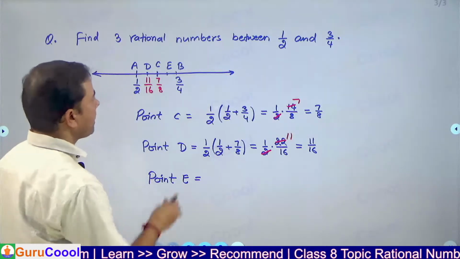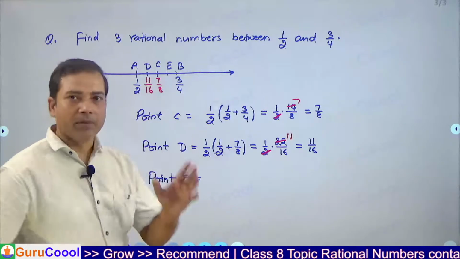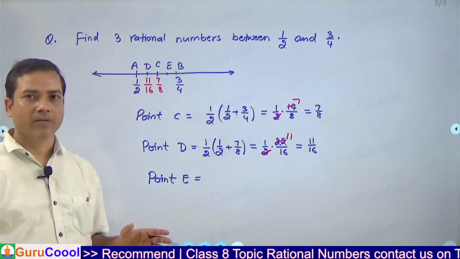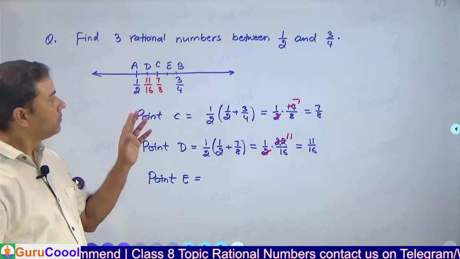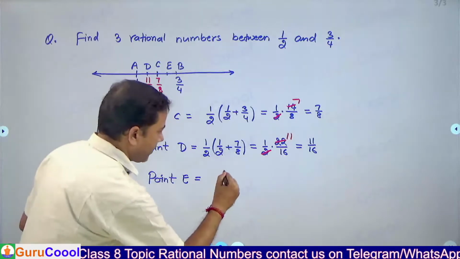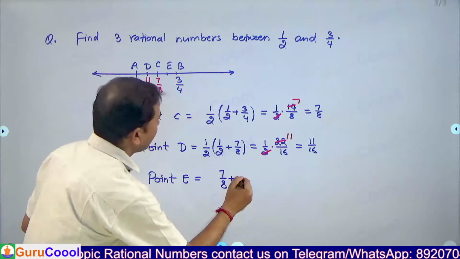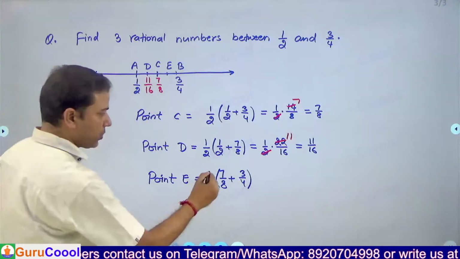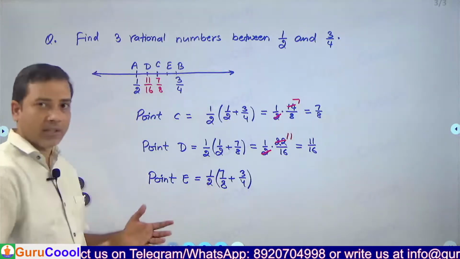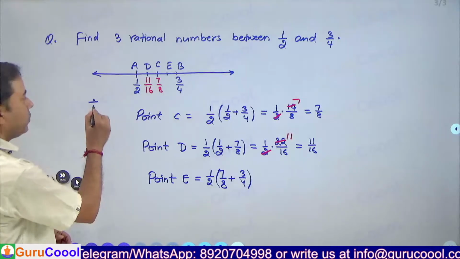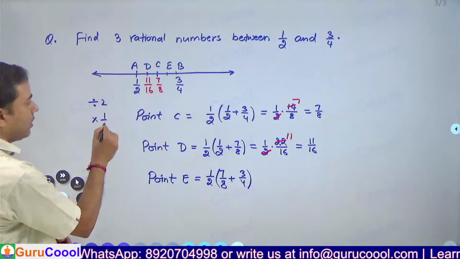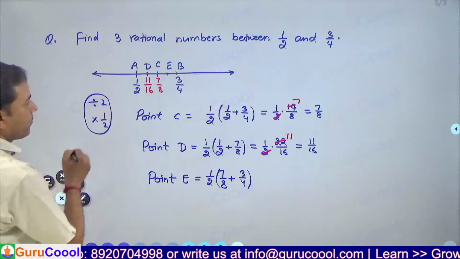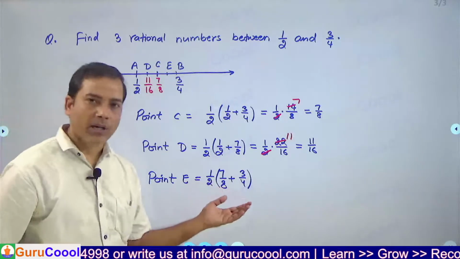Point E. For that, which two rational numbers will we add? Guess? 7/8 and 3/4. Exactly. 7/8 and 3/4, and we have to divide it by 2. So multiply with 1/2. That's the same thing. Dividing by 2 or multiplying with 1/2, they are the same, right? Yes, sir. Yeah, this is what I am doing.